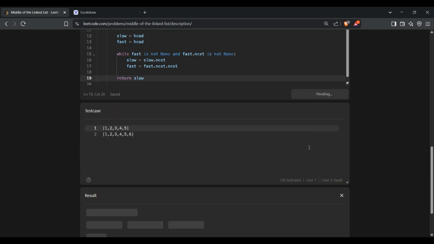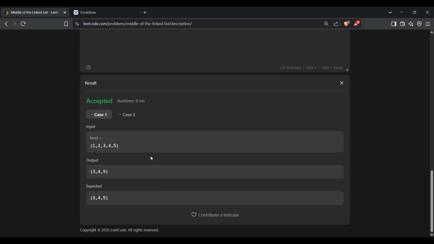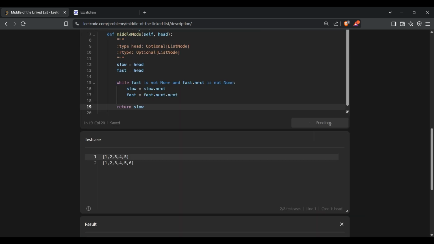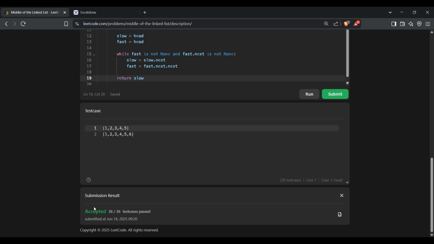Okay, let's run it, and the test cases are passed. Then submit, and it is accepted.